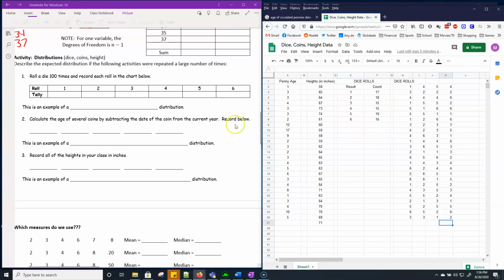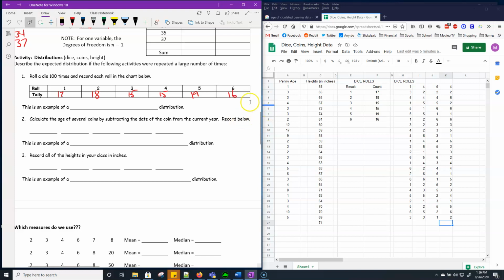So first, let's look at this first problem. Roll a die 100 times and record each roll in the chart below. I got 1 17 times. I got a 2 18 times. I got a 3 15 times. I got a 4 15 times. And I got a 5 19 times and a 6 16 times.